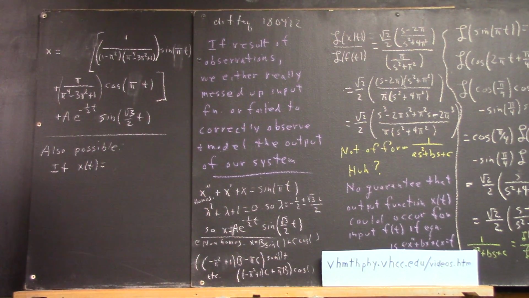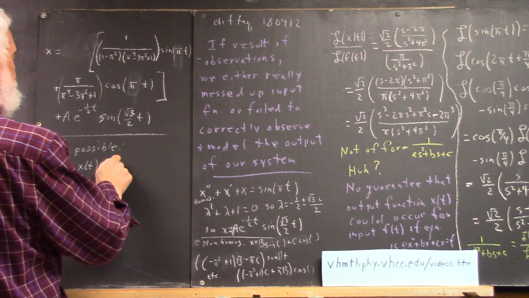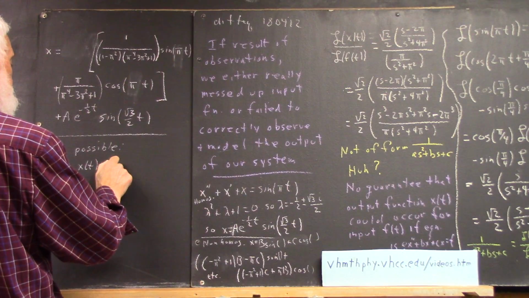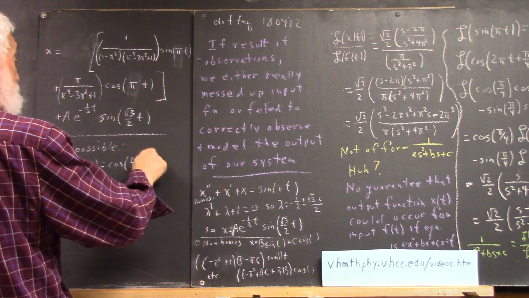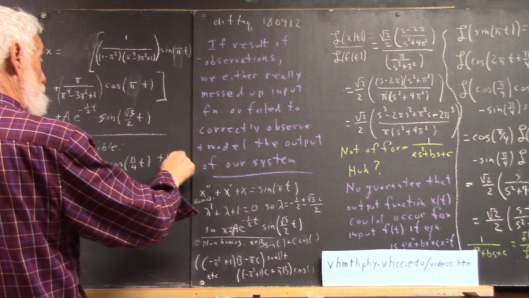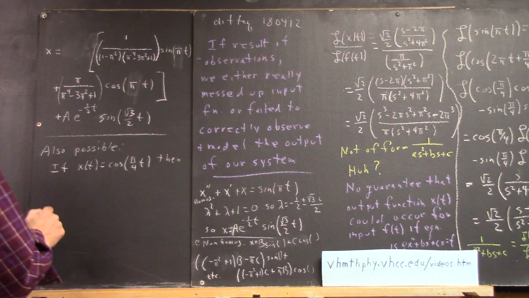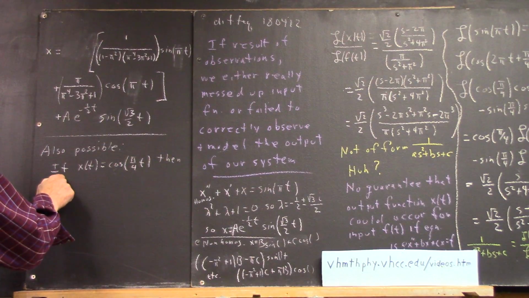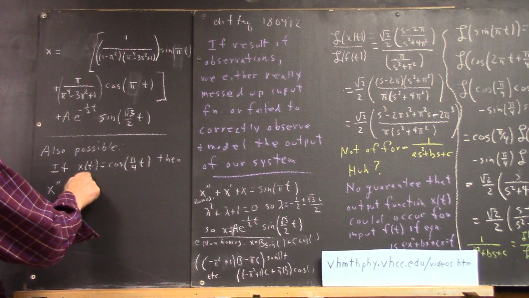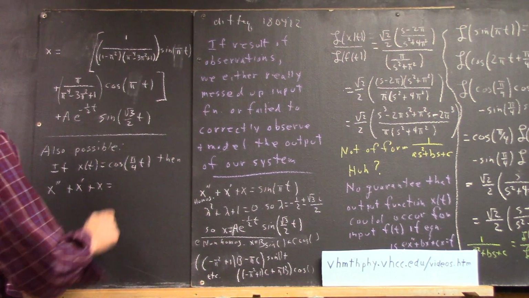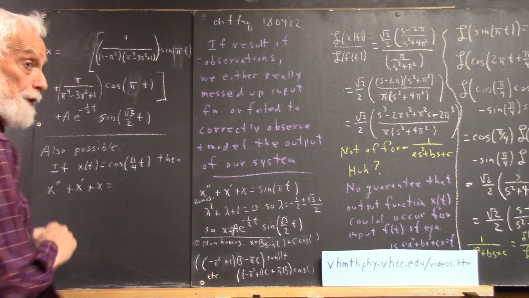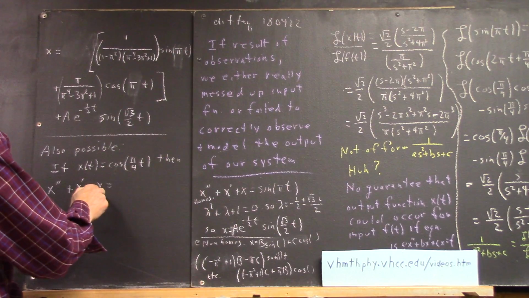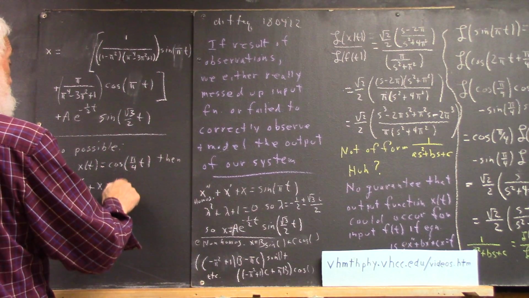If your x of t equals, let's say, not to mix it up with any of these functions, cosine of pi over 4t, then x double prime plus x prime plus x equals what? Well, x double prime is going to be a pi squared over 16, right? And x is just going to be a 1.